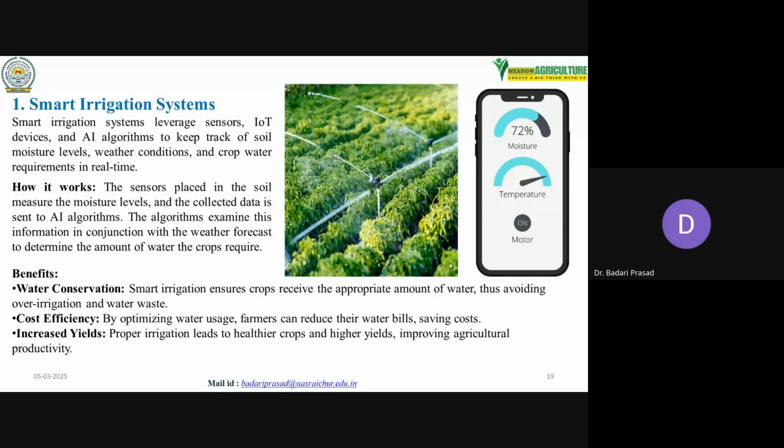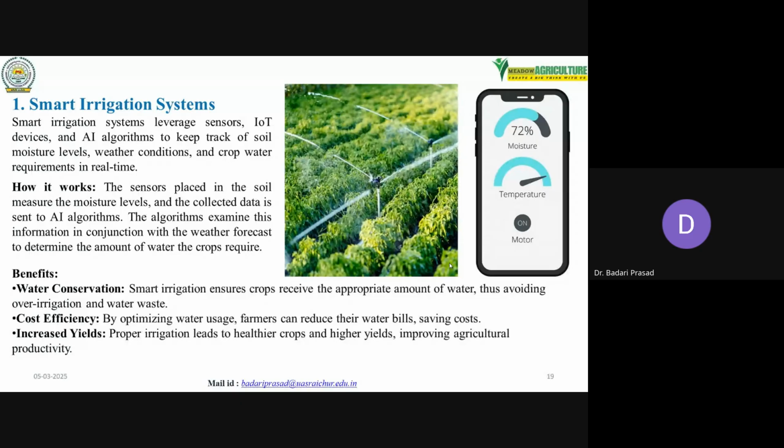The smart irrigation systems leverage sensors, IoT devices, and AI algorithms to keep track of soil moisture levels, weather conditions, and crop water requirements in real time. Once the type of crop and type of soil, those basic data, are fed in, and the critical stages are known, suppose for example it is rice: when is irrigation required, whether during the development stage, the booting stage, or the grain filling stage? So what are the critical stages?